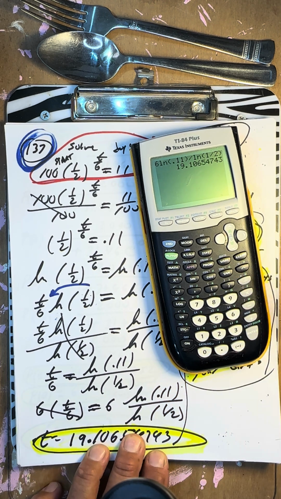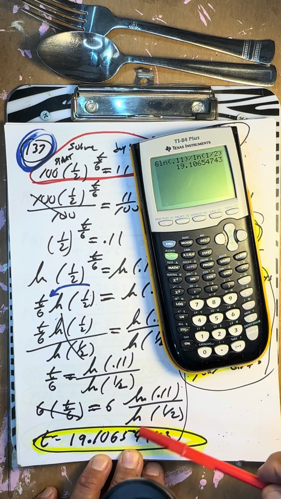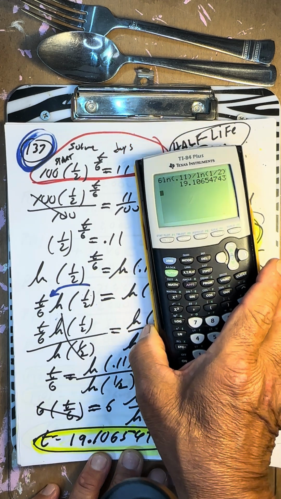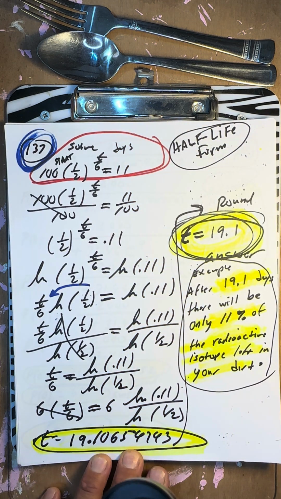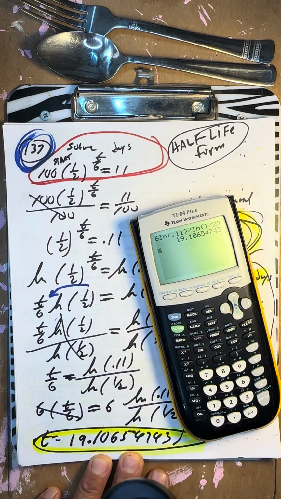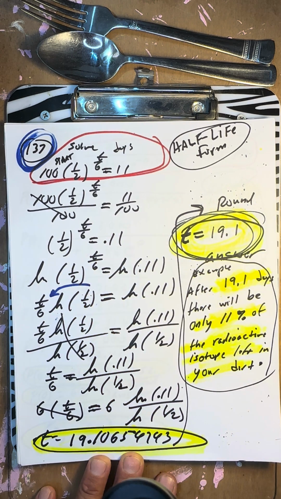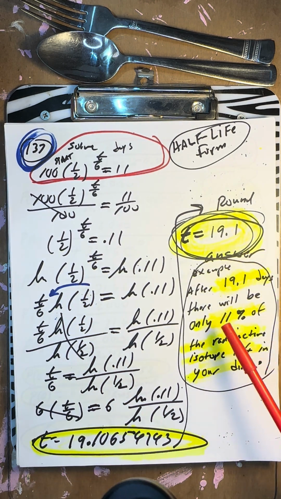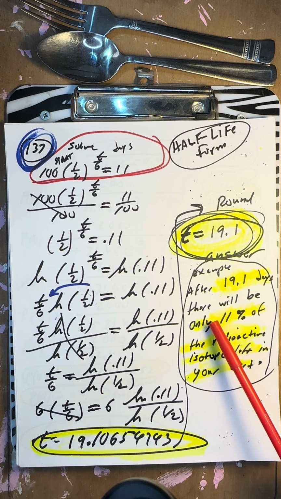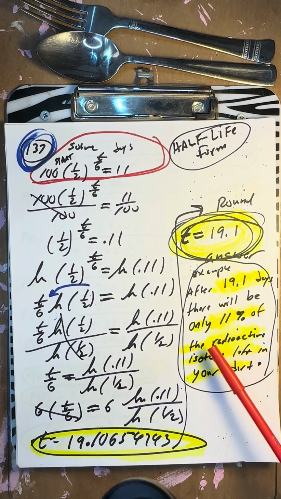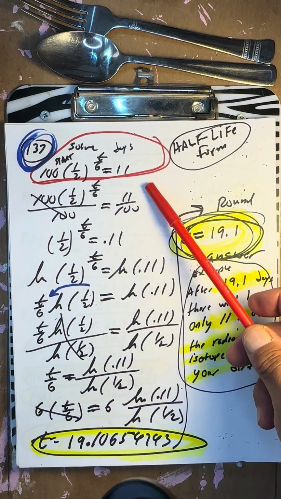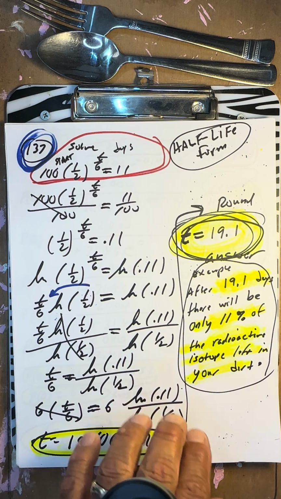And I get 19.1065, all these numbers here, same thing. We're going to round it off. This big number here, round it, of course. And we're going to round it to 19.1. So after 19.1 days, there will be only 11% of the radioactive isotope left in your dirt. After 19.1 days.